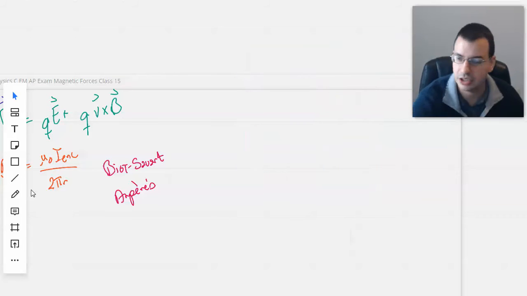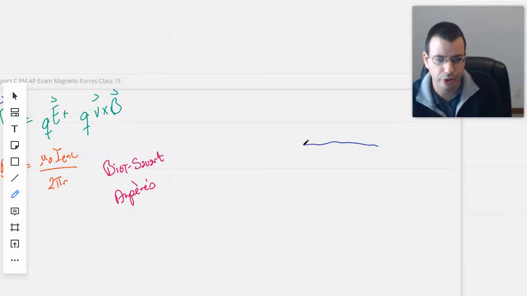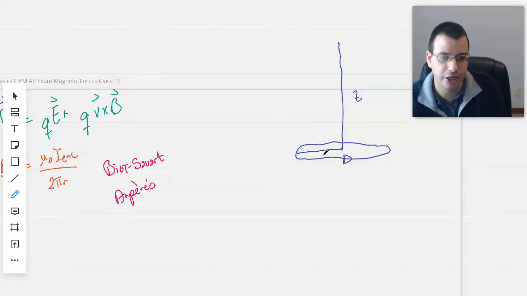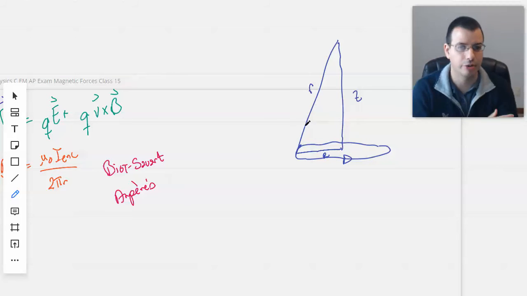So erasing this, redrawing it partially, and I'll try and do a better job drawing it. That's good enough. Like so. And we're going to look at the magnetic field along z. I'm going to say a radius R, and then we're going to have another radius here that we're going to call little r, because we have a current going along this loop here.